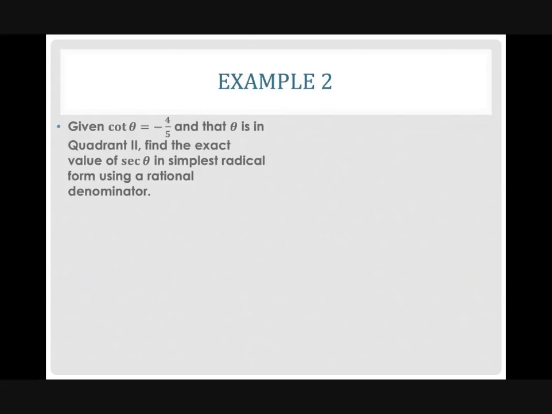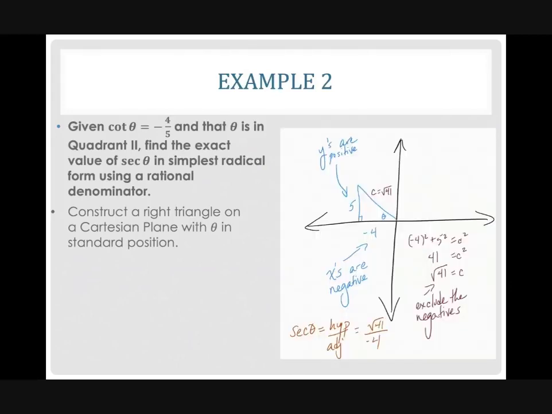So let's look here. We have that cotangent of theta is equal to -4/5, and that theta is in quadrant 2. So we need to find the exact value of secant in simplest radical form using a rational denominator. So the first thing that you want to do here is construct a right triangle on a Cartesian plane with theta in standard position. It could look something like this. Notice here that we've constructed it in the second quadrant as per the directions.